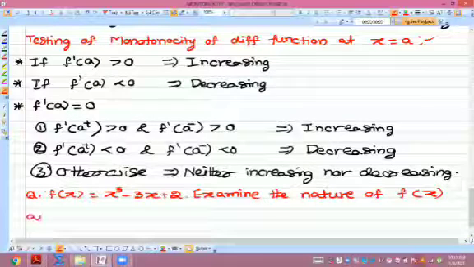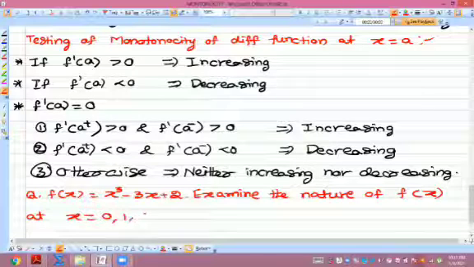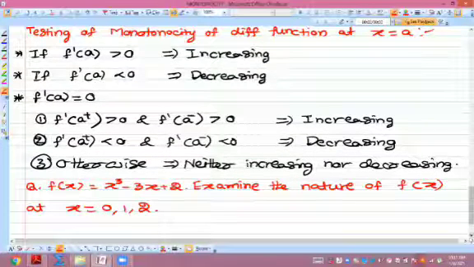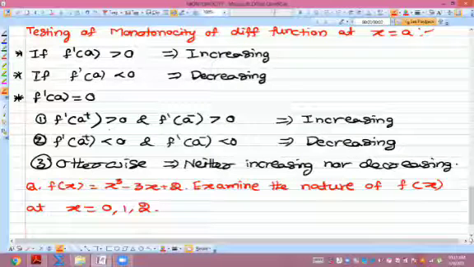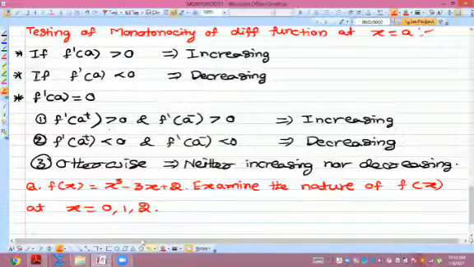Examine the nature of f of x at x equals 0, 1, 2. Sir, I have a doubt. Try this, it is based upon the above one only. Tell me, what is the doubt? Sir, signum x should be an increasing function, right? At 0, signum x.